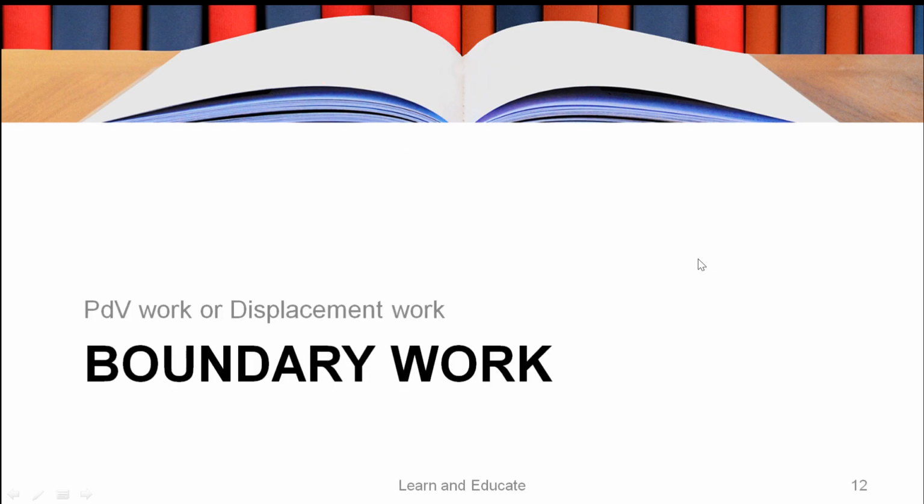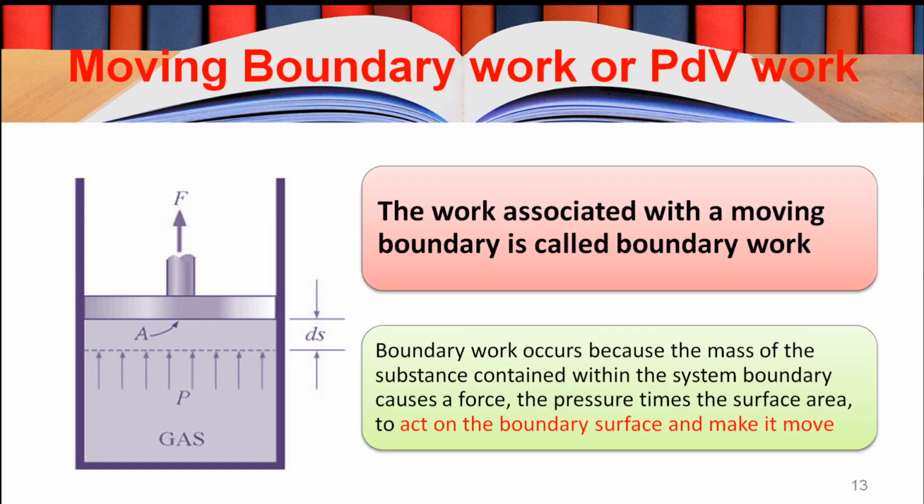Okay. Now let us discuss in detail the second category of work, that is boundary work, which is also known as PDV work or displacement work. So consider a piston cylinder device which contains gas, and the area of the piston be A and the force applied on the piston is F. So the work associated with such a moving boundary, the piston is moved here.